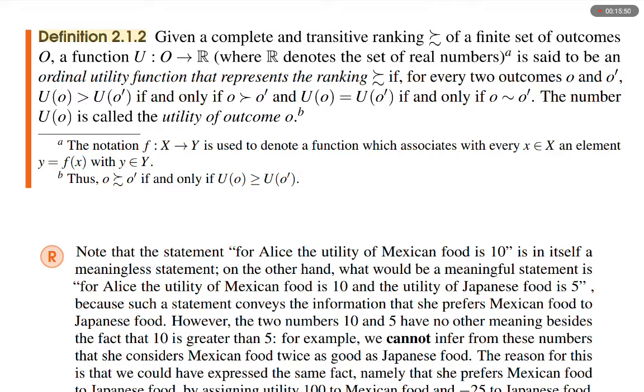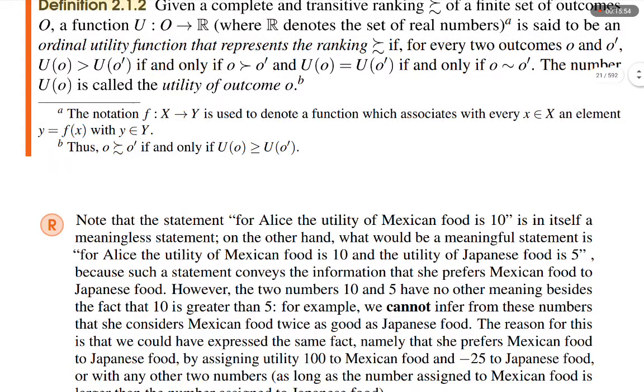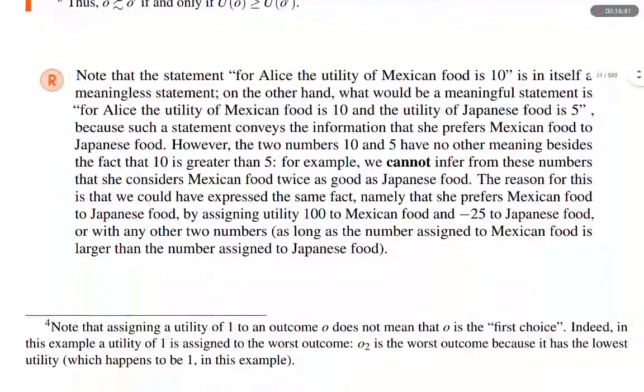The notation f: X → Y is used to denote a function which associates with every x, an element of X, an element y = f(x), with y being an element of Y. Thus, O is better than or just as good as O prime if and only if the utility of O is greater than or equal to the utility of O prime.